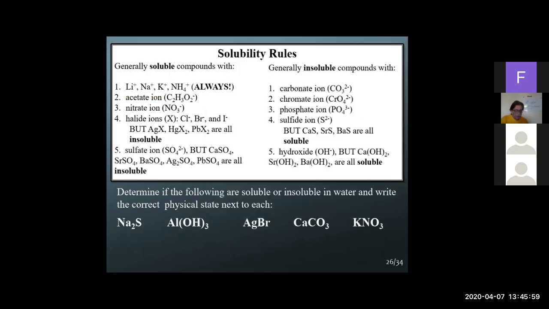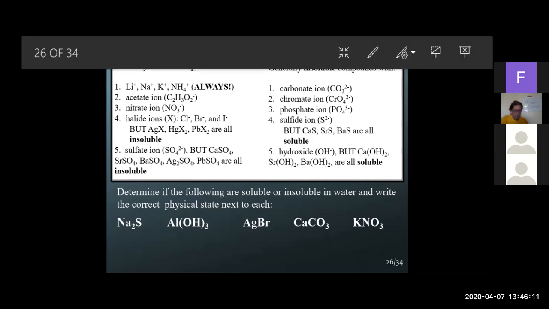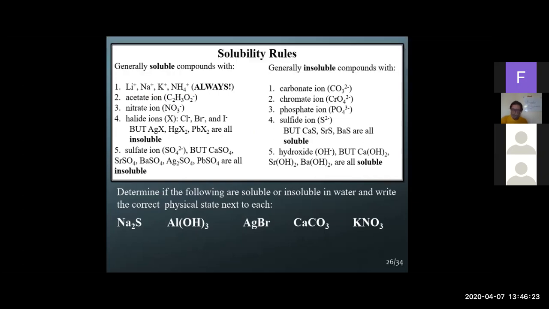For number two on the soluble column, any cation that is bonded to the acetate is always soluble. Okay, so number two. If we have copper acetate, potassium acetate, magnesium acetate, always soluble simply because it has the acetate ion attached to it. Number three, any cation, anything with positive charge, bonded to the nitrate, always soluble.